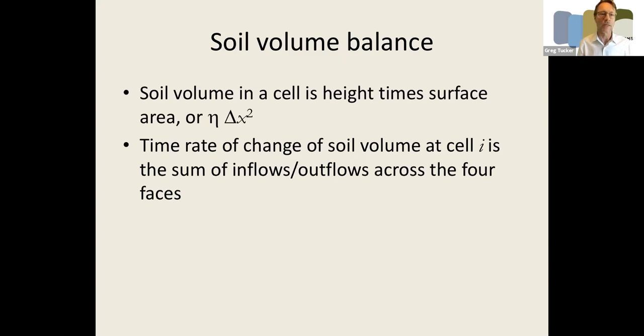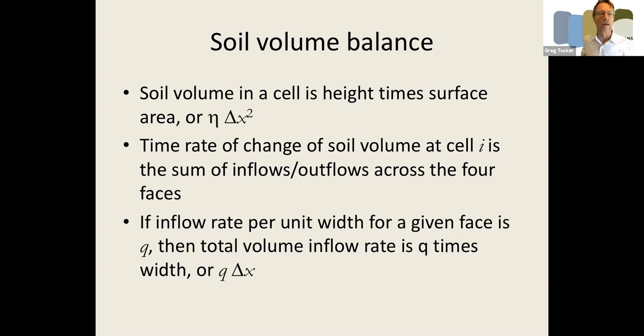And we know from our basic equation that the rate of change in that soil volume at some particular cell, say I, should be the sum of all the inflows and outflows across the cell's four faces. You can imagine having a little gate guardian at each cell face keeping track of how much soil is flowing in or out every time unit. So suppose I have the west face of a cell. If the inflow rate per unit width for that face is Q, then the total volume inflow rate is that times the width of the face that it is flowing across, or delta X.